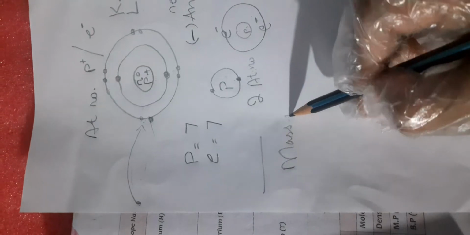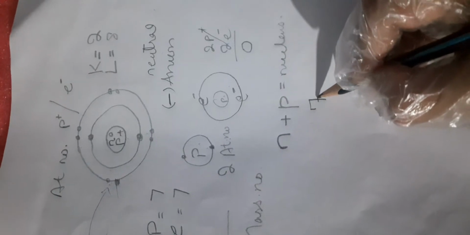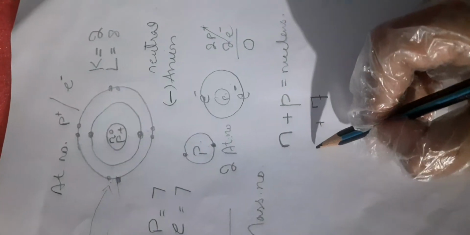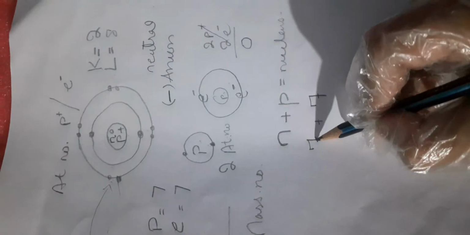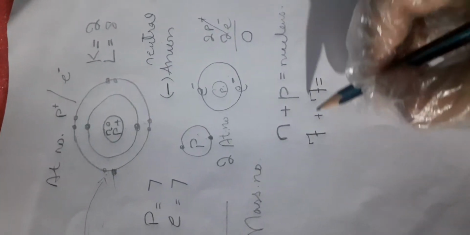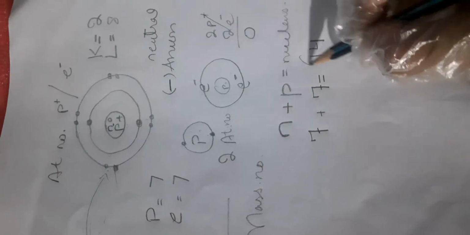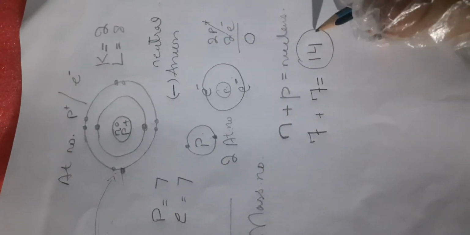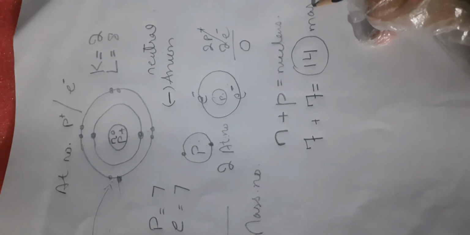Now come towards mass number. What is mass number? Mass number is the total number of neutrons and protons in the nucleus of an atom. Okay, for example, if an atom is having 7 protons and it is having 7 neutrons, so what will be the case? We will have as a result 14, 14 atomic mass. The atom will have mass number of 14.